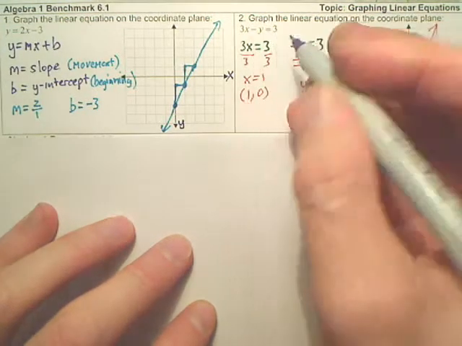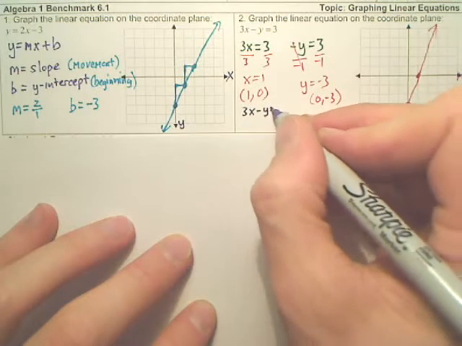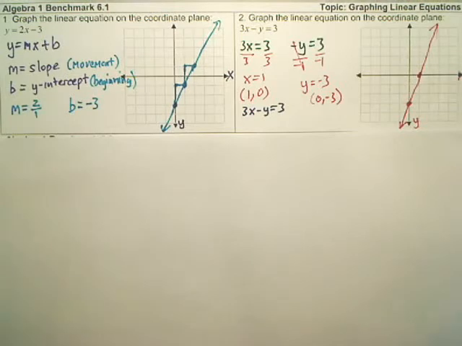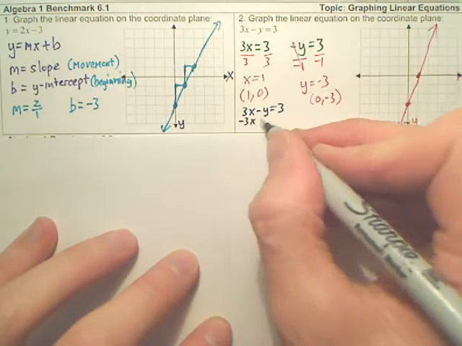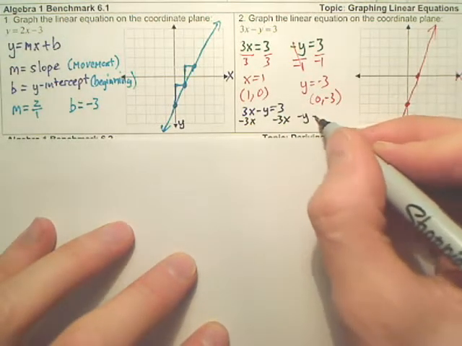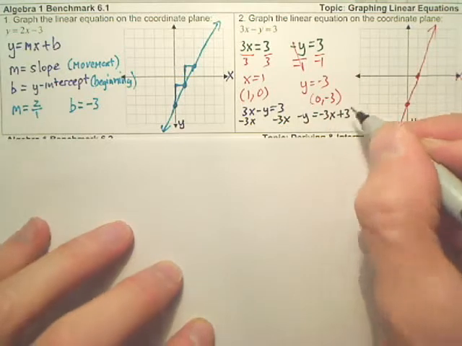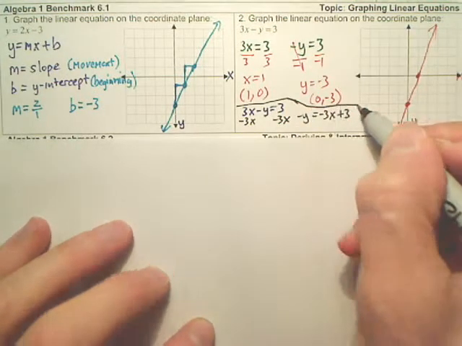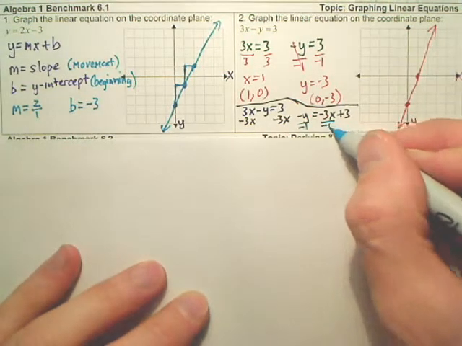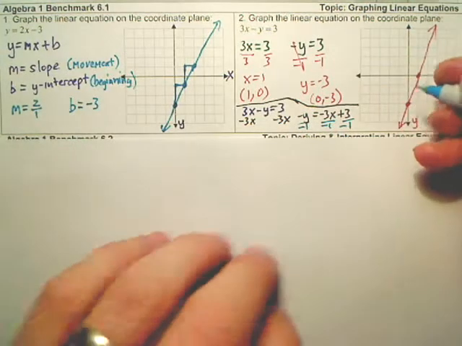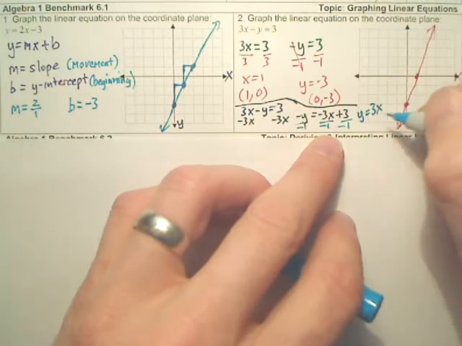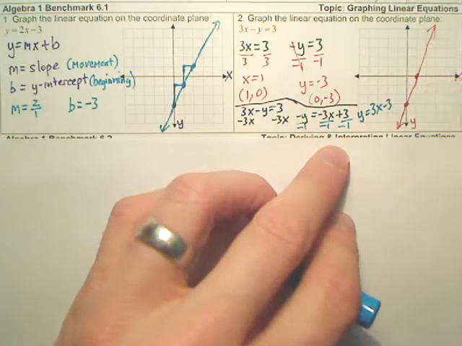The other way is to take your equation, 3x minus y equals 3, and solve it so it looks like this one. You subtract the 3x over, leaving you negative y equals negative 3x plus 3. Again, this is the other way of doing it. Then you divide by negative 1. When you do that, you end up with y equals negative 3 divided by negative 1 is positive 3, 3 divided by negative 1 is negative 3.